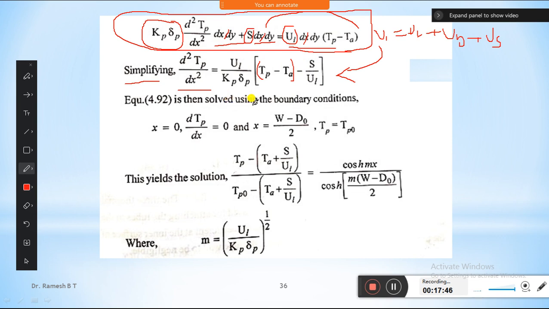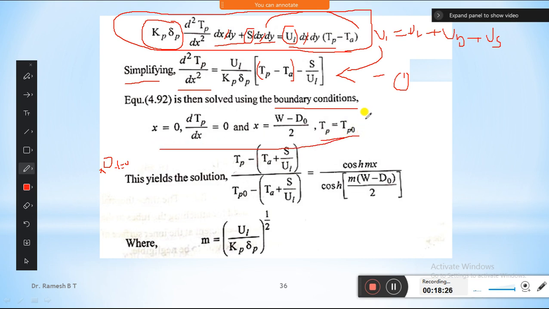And applying boundary conditions to the above equation, we can call it equation 1. When x is equal to 0, in the beginning, the change in the temperature is 0, meaning the temperature is the same as the ambient temperature. But when x is equal to W minus D naught by 2, Tp becomes Tp naught, which is the maximum temperature. So these are the two boundary conditions.